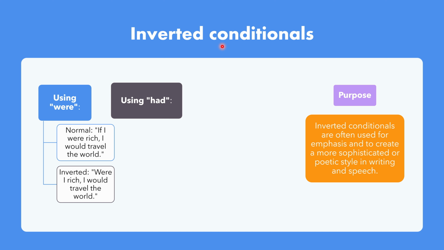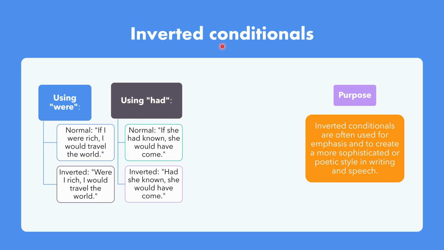Also see this other example with had. Let's see this one. If she had known, she would have come. If she had known her beloved one was coming, if she had known her boyfriend was coming, she would have definitely come. That's used for the third conditional, and we can say instead, had she known, she would have come. Had she known, she would have come. Instead of saying if she had known.